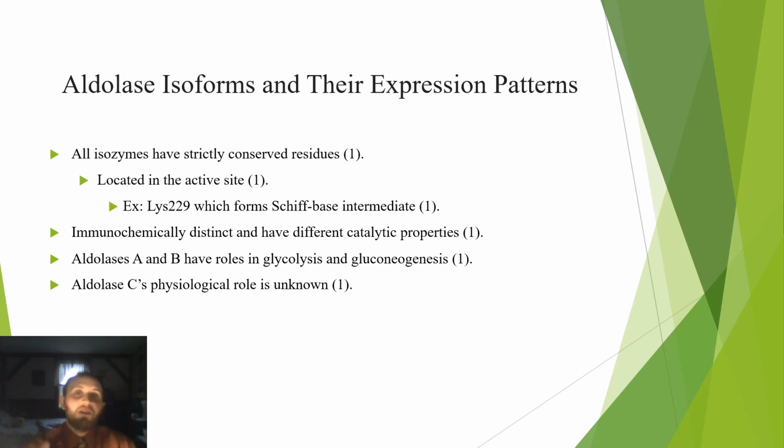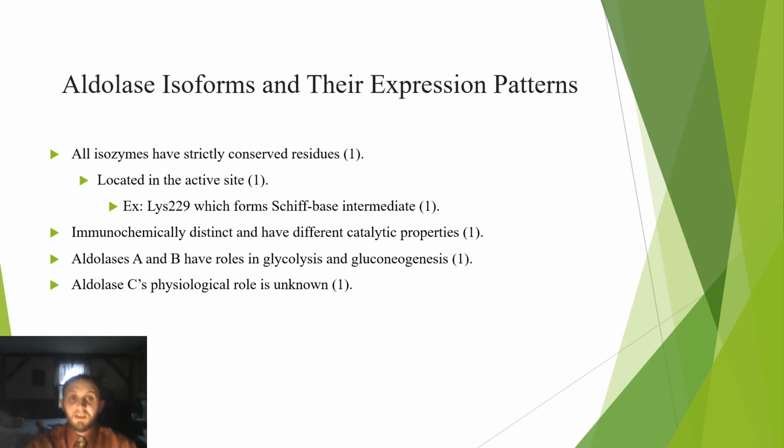Okay, so all these isoforms, which I have discussed earlier, have strictly conserved residues in the active site, consisting of ASP33, ARG42, LYS107, and many others. One example which I want to focus on is LYS229, which specifically forms the Schiff base intermediate.